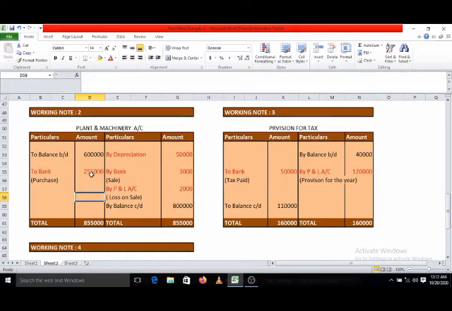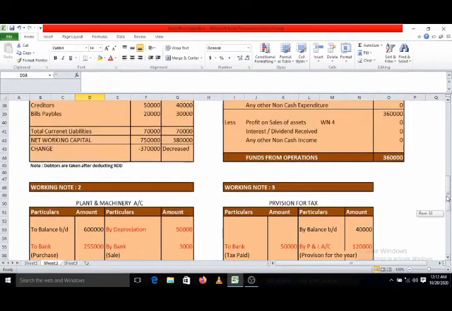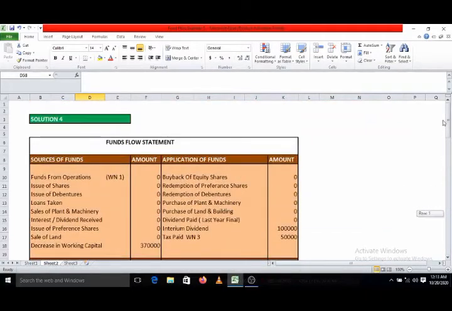First we'll start with the debit side. There is a missing amount of 2,50,000. That is a purchase of new asset. So purchase of new asset, it will directly come in fund flow statement. On application side, as a purchase of fixed asset, purchase of plant and machinery is application of fund.